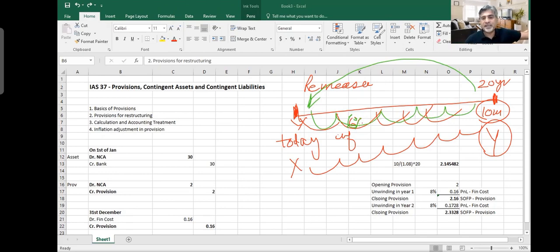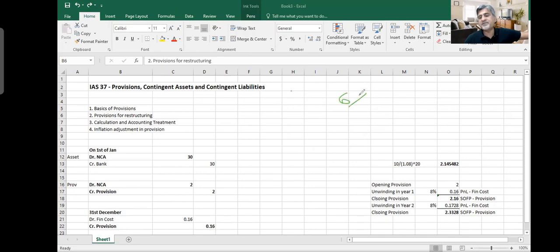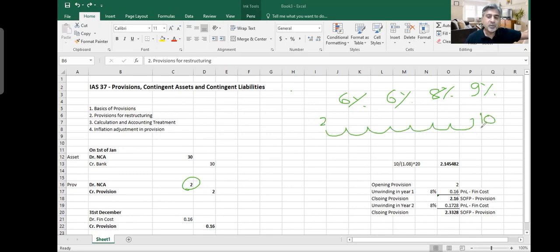Now, it is possible that sometimes these inflation numbers change over the period. They go higher or lower than expectations. So it means that the provision which we created initially of 2 million, and we thought that we will keep on winding up this 2 million, and it will become 10 at the end. But I know that now I don't need 10 at the end. Because of the inflation, I probably need 12 in the end. So my provision estimate will change.